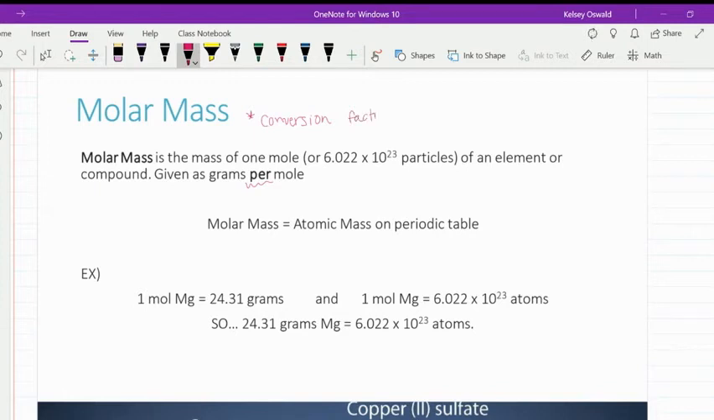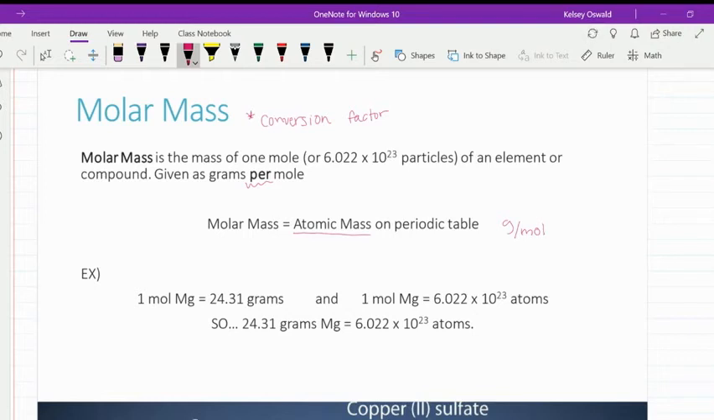Okay. So to find our molar mass of a substance, all we have to do is look at its atomic mass on the periodic table. Remember that atomic mass is the decimal underneath that chemical symbol. Whatever that atomic mass is, that is how many grams we have per mole of that substance, or how many grams we have in 1 mole.